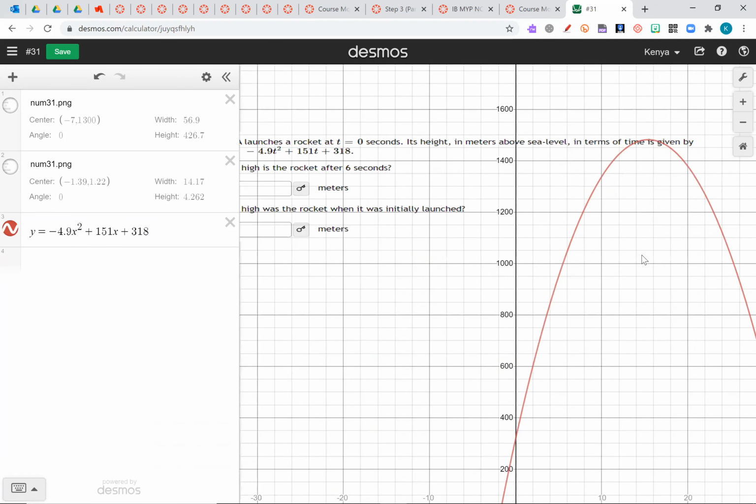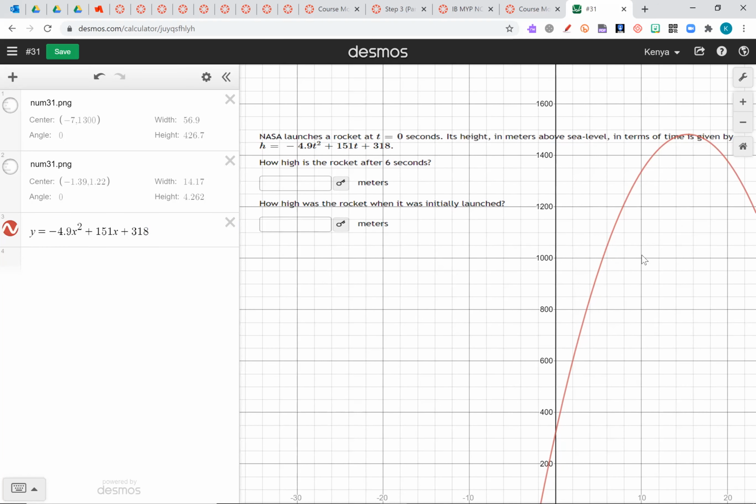So I'm going to move this over so I can answer the question. It says, how high is the rocket after 6 seconds? There's a couple of different ways I could find this answer. I can come down to my x-axis, and I see I'm between 0 and 10 here. So 6 seconds is going to be 2, 4, 6. So 6 is here. And if I travel up along 6 and go to the function at that value, it will give me my answer for 6.